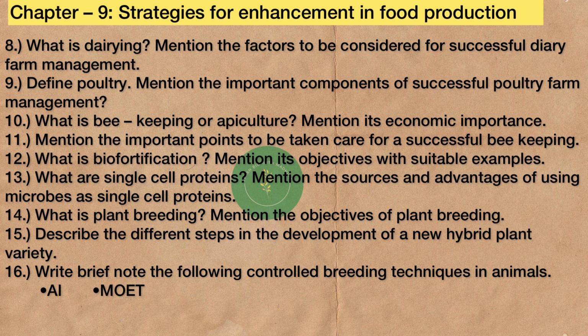What is beekeeping or apiculture? Mention its economic importance is also important. Biofortification and objectives. What are single cell proteins? Mention the sources and advantages of using microbes as single cell proteins, very important. What is plant breeding? Mention the objectives of plant breeding. Describe the different steps. This is very important in the development of a new hybrid plant variety. Also, you have to learn the outbreeding techniques once again in animals, that is AI and MOET.